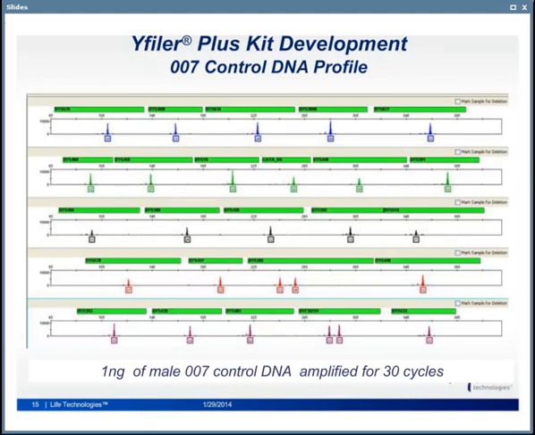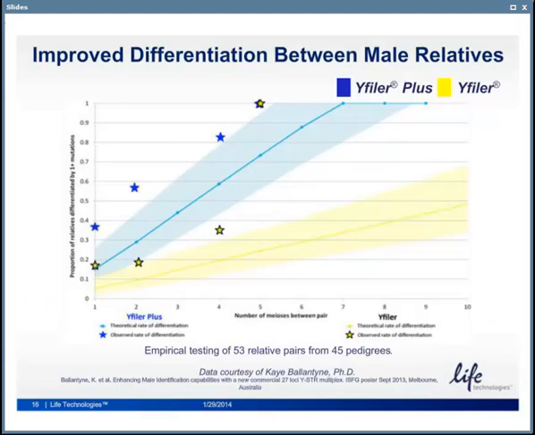This is a representative electropherogram with Yfiler Plus for 1 nanogram of 007. This was run for 30 PCR cycles and then run on a 3500. And as you can see, this is a 6-dye kit, and there are 27 amplification markers.